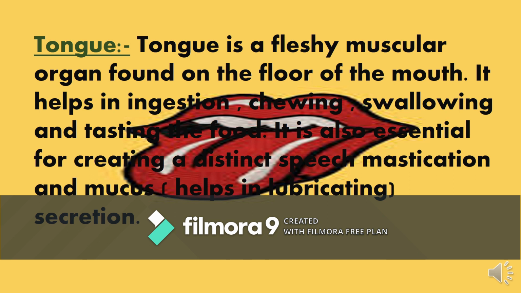Now next we are going to learn about the tongue. Tongue is a fleshy muscular organ found on the floor of the mouth. It helps in ingestion, chewing, swallowing and tasting the food. It's also essential for creating distinct speech, mastication and mucus secretion. So why is mucus required? It helps in lubricating.